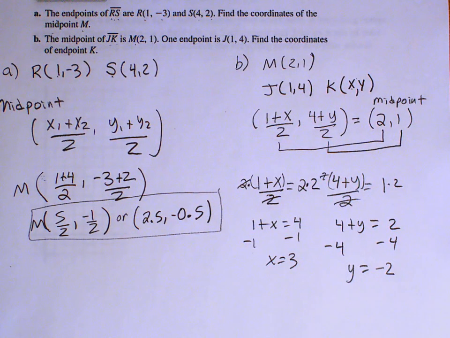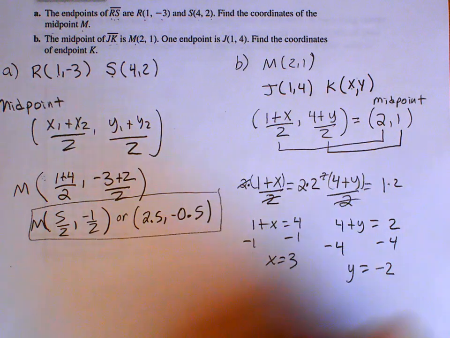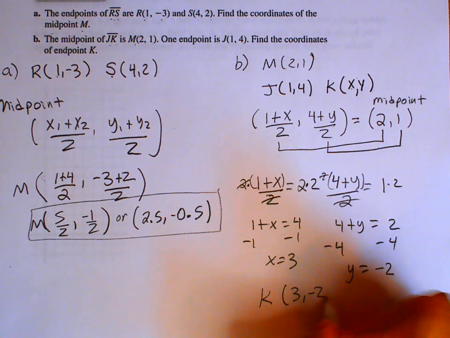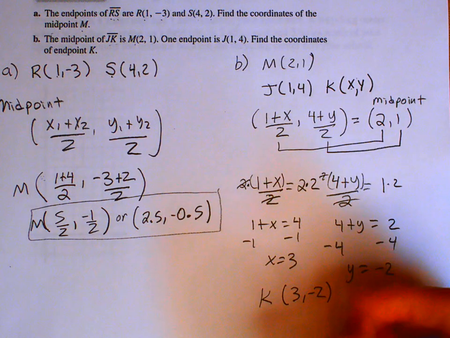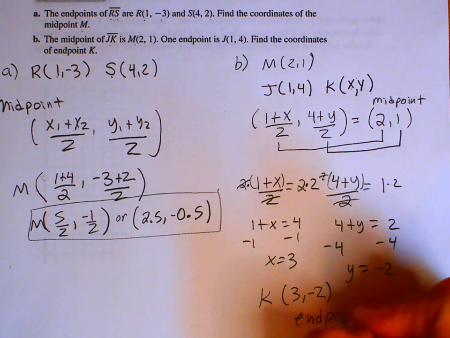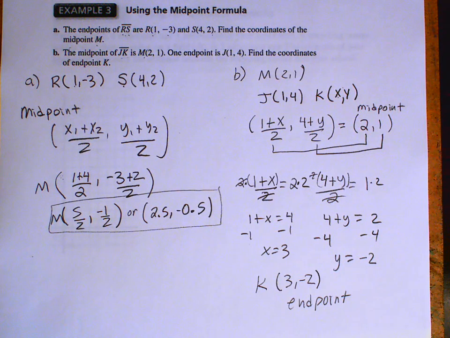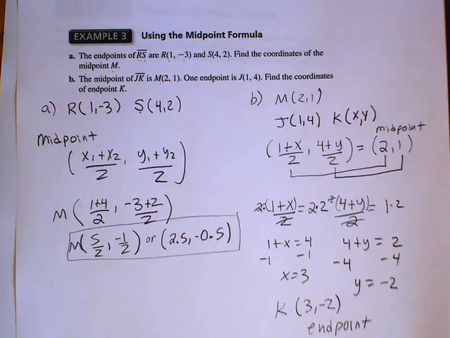So, ladies and gentlemen, we found the coordinates of x and y for the other endpoint. So K is 3, negative 2. That is the endpoint we were looking for. A little more complicated, so if it helps, pause the video, go back and see it again. And that is example 3, not 1.3. That's the lesson.